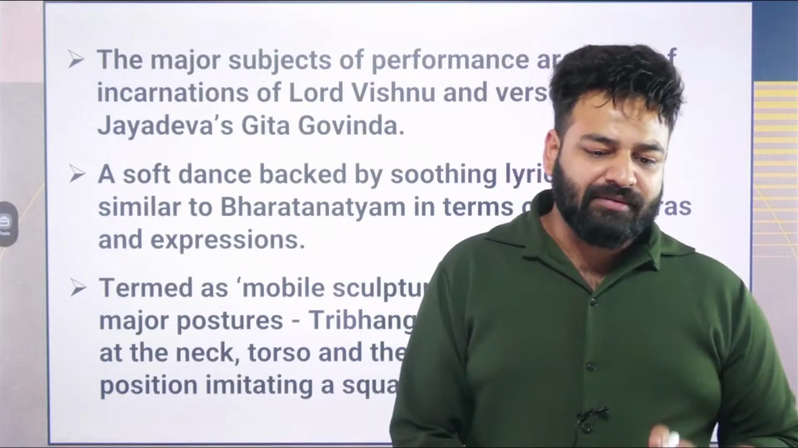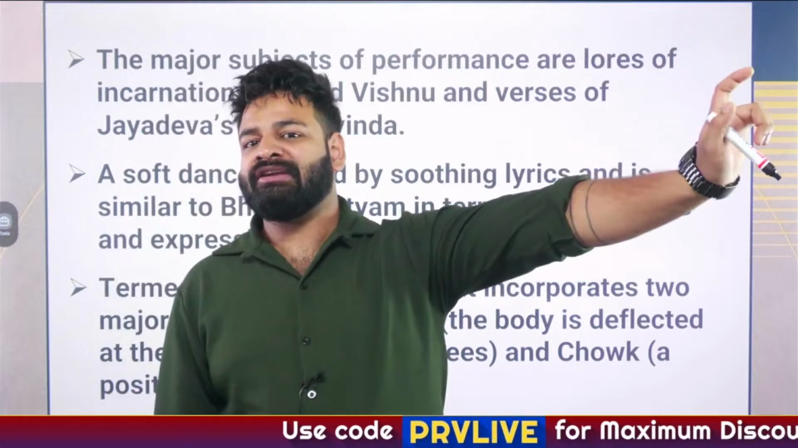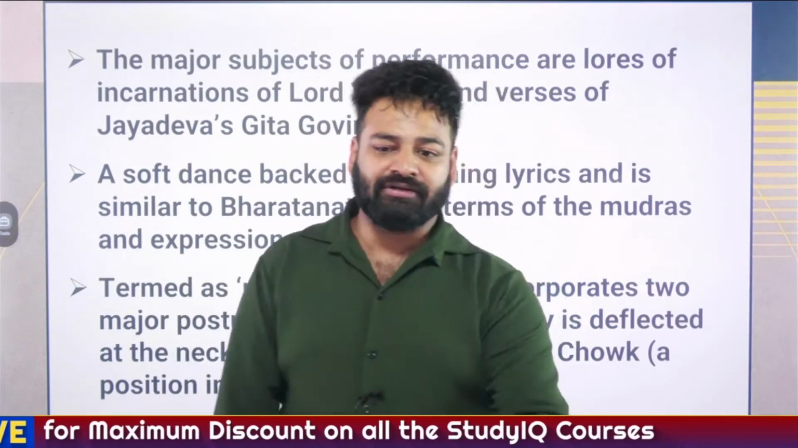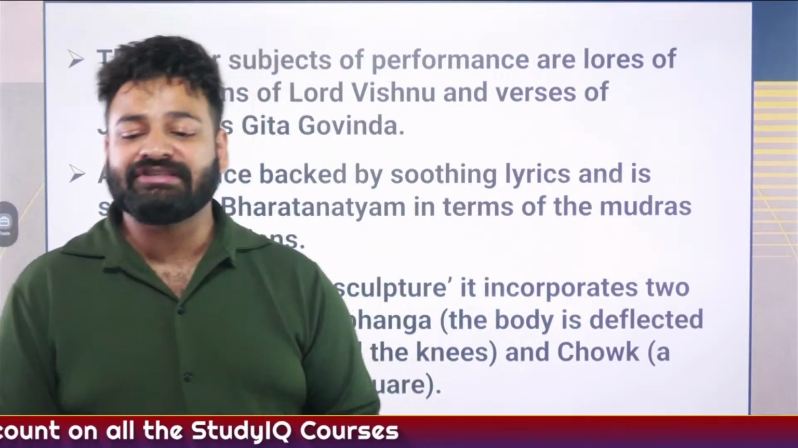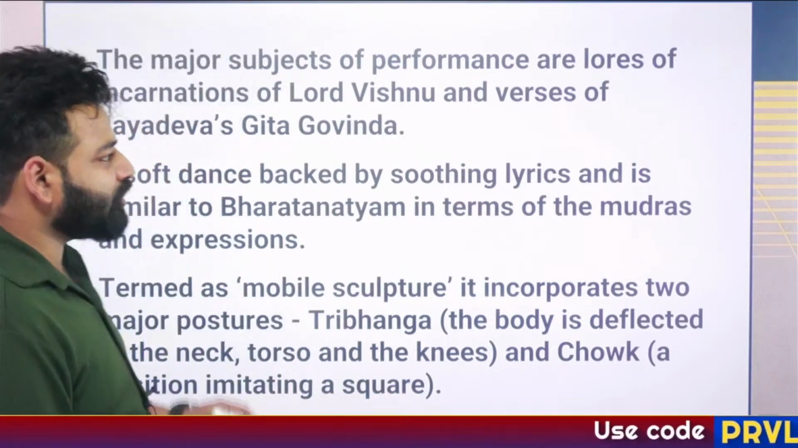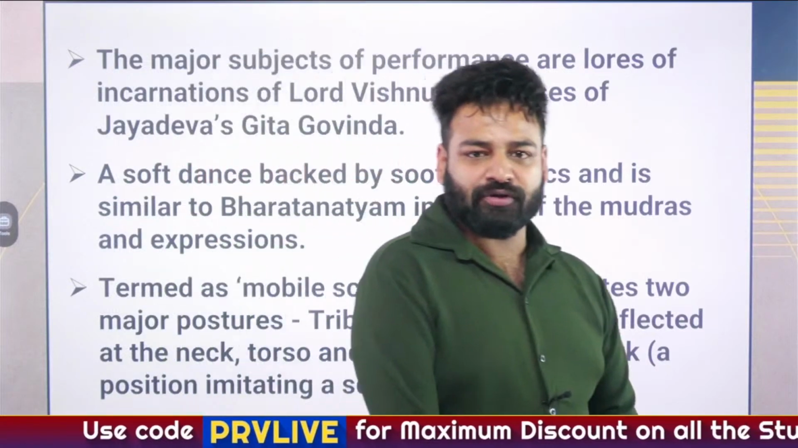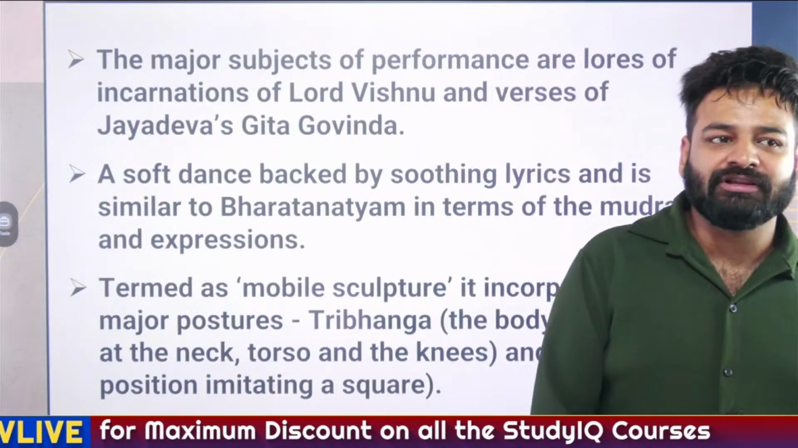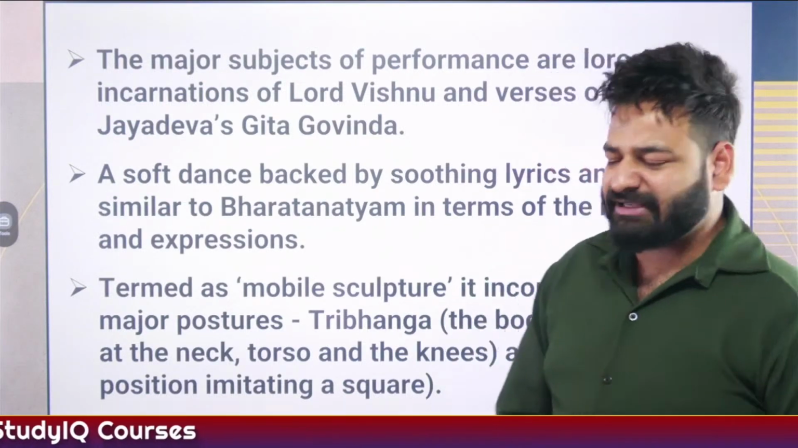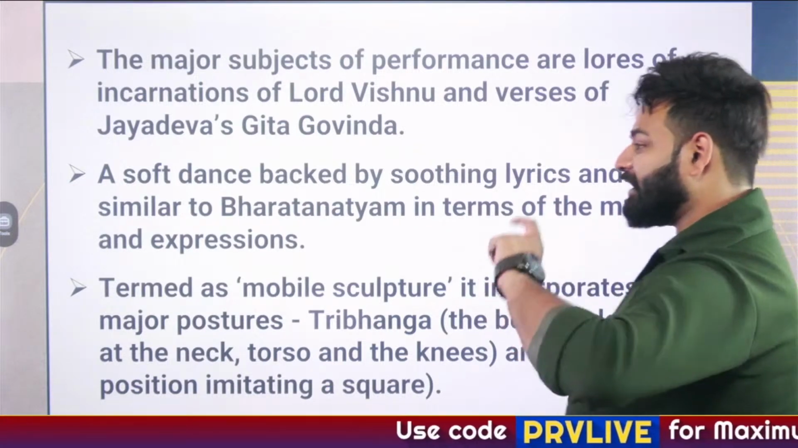So Mohiniyattam, the dance of Mohini, was actually referring to an event. What is that event? Incarnation of Lord Vishnu. And so is the other one, the dance of Odissi. What is the main subject or theme of the performance? Once again, the lores of incarnation of Lord Vishnu, along with some verses, that is lines from the book Gita Govinda written by Jayadeva. Okay, so it's basically a soft dance backed by soothing lyrics and similar to Bharatnatyam in performance and expression.